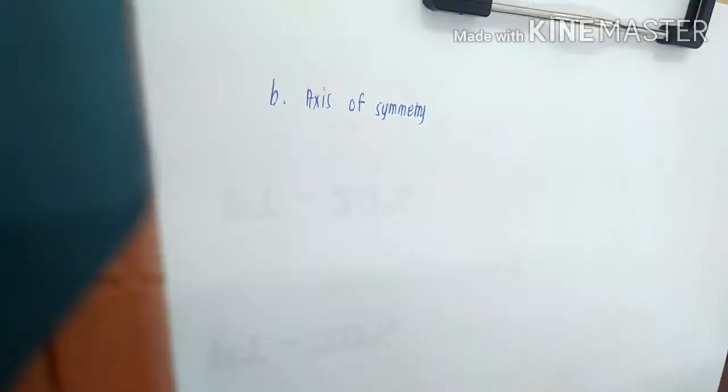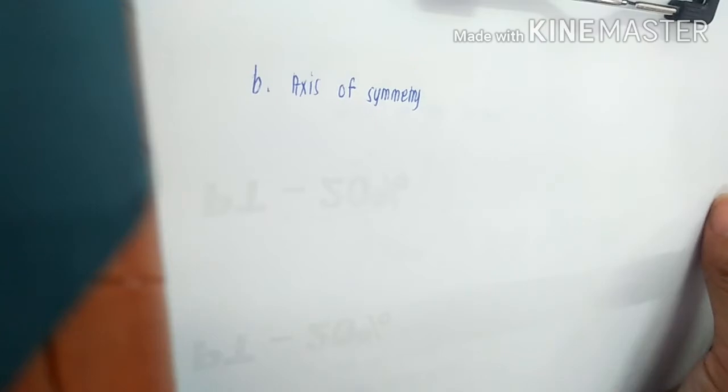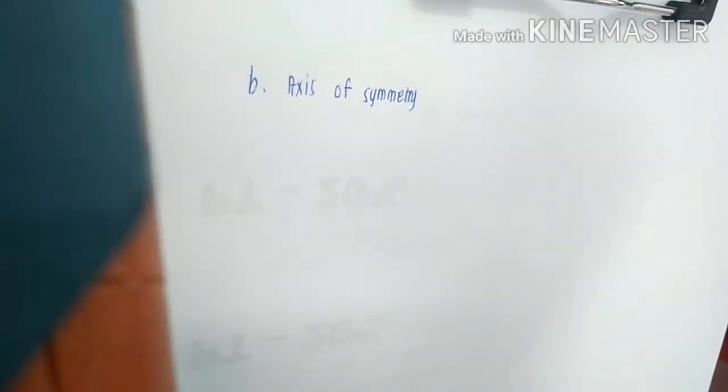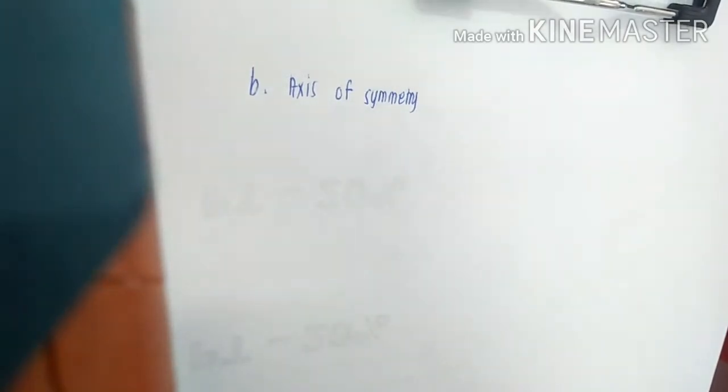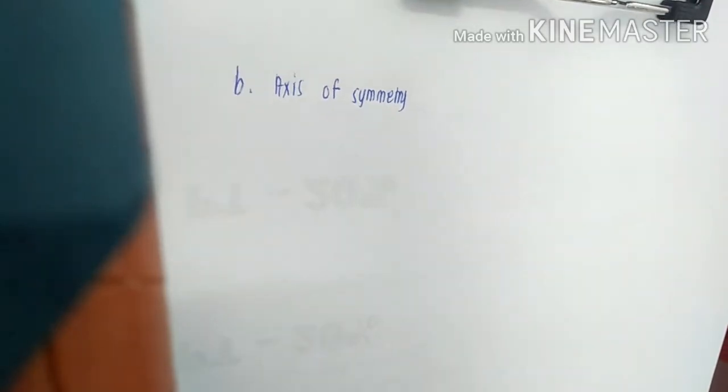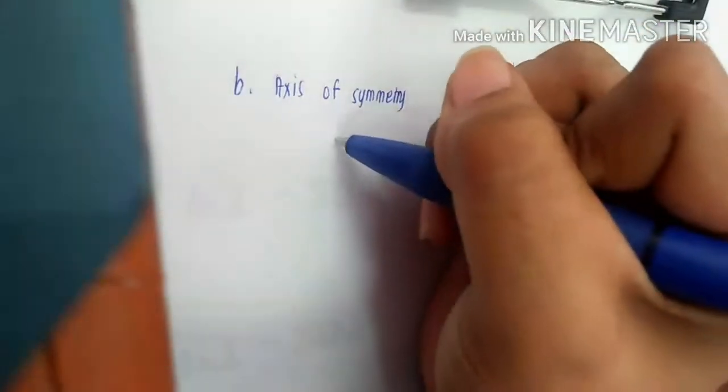So we're done with the vertex. Let's proceed to the axis of symmetry. Always remember that H and K is the vertex of the parabola. The axis of symmetry is just x equal to H.